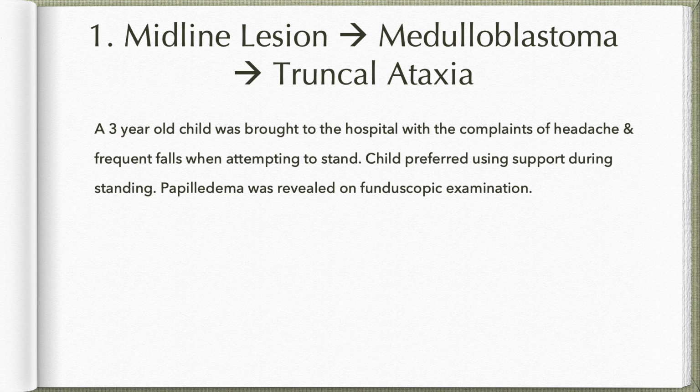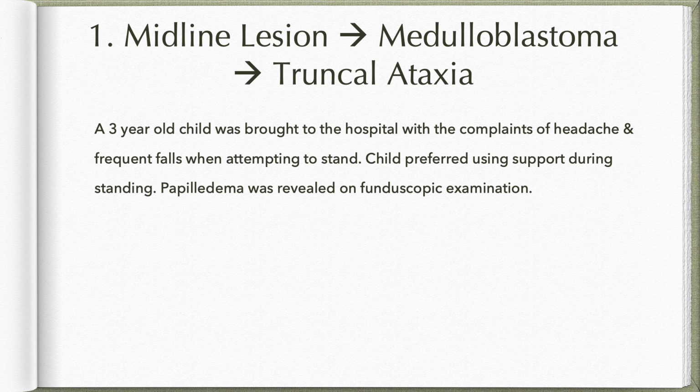ataxia. So here there is a 3-year-old child brought to the hospital by the parents with complaints of headache and frequent falls when the child is attempting to stand. And child always prefers using some support during standing. Usually a child is able to stand independently by end of 1 year, and standing and moving around becomes easy as the child progresses through 2nd year. But here there's a 3-year-old child still preferring to use some support while standing.